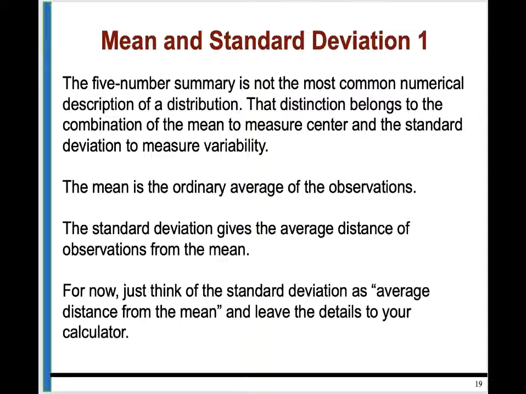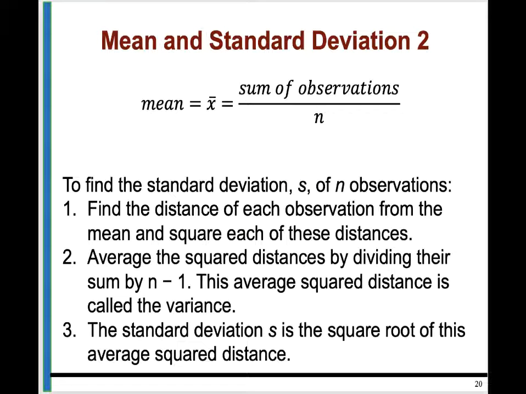So you can kind of think of standard deviation as the average distance from the mean, and then let the calculator handle the rest of it because it's kind of a pain to calculate. To calculate the mean, on the other hand, that one's not so bad. You simply add the observations and then divide by how many there are.